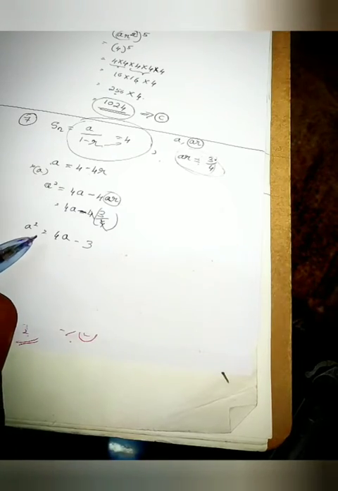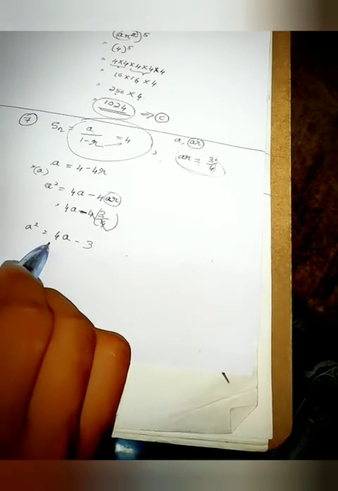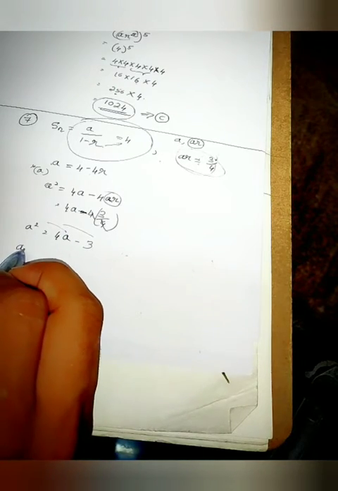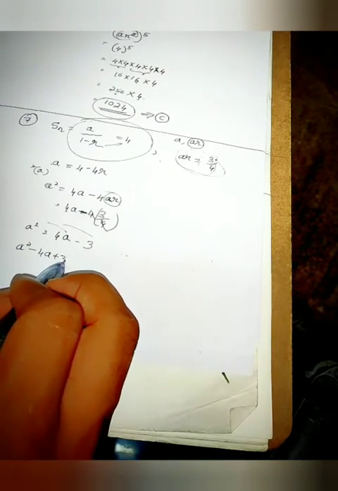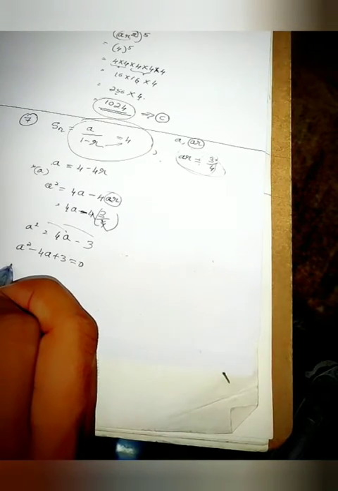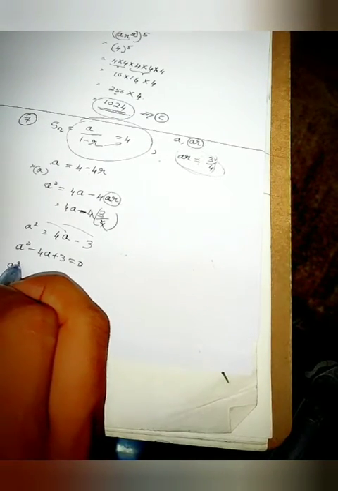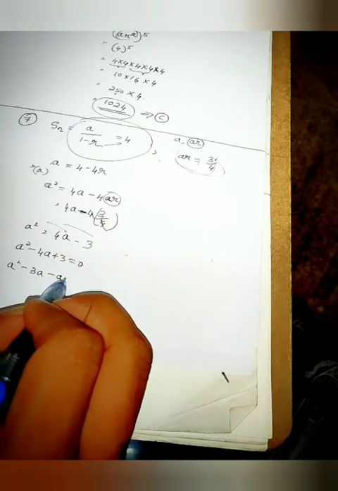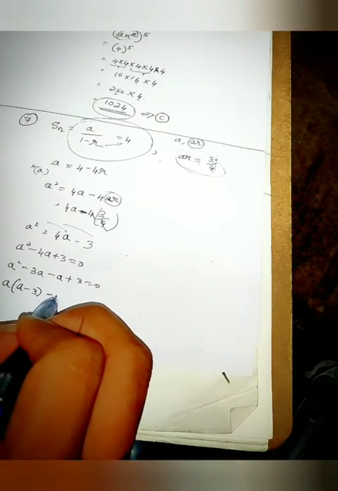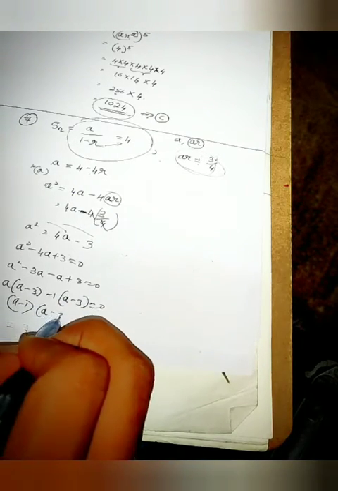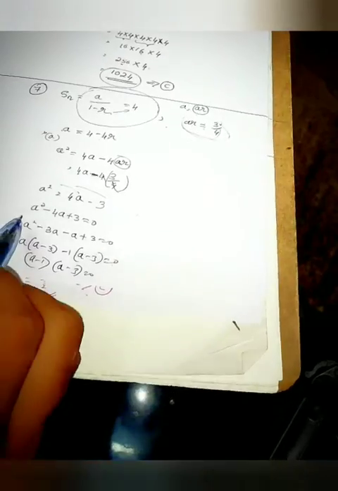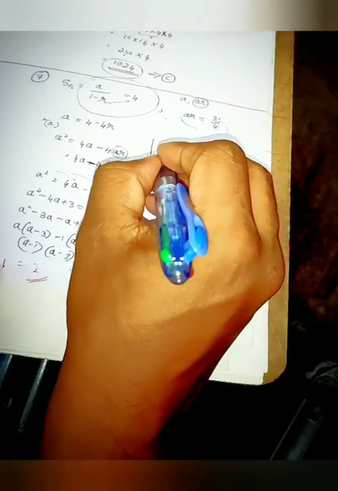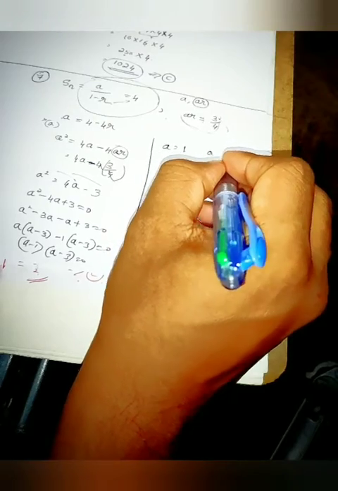Then this is simply a quadratic equation, so you need to solve it by shifting everything to one side. It becomes a square minus 4a plus 3 is equal to 0, and this can be split up and written as a square minus 3a minus a plus 3 is equal to 0. Take a common, it will be a minus 3, then again minus 1 common, a minus 3 is equal to 0. So a minus 1 into a minus 3 is equal to 0, which says that a is equal to 1 or a is equal to 3. These are the two values I got for a.